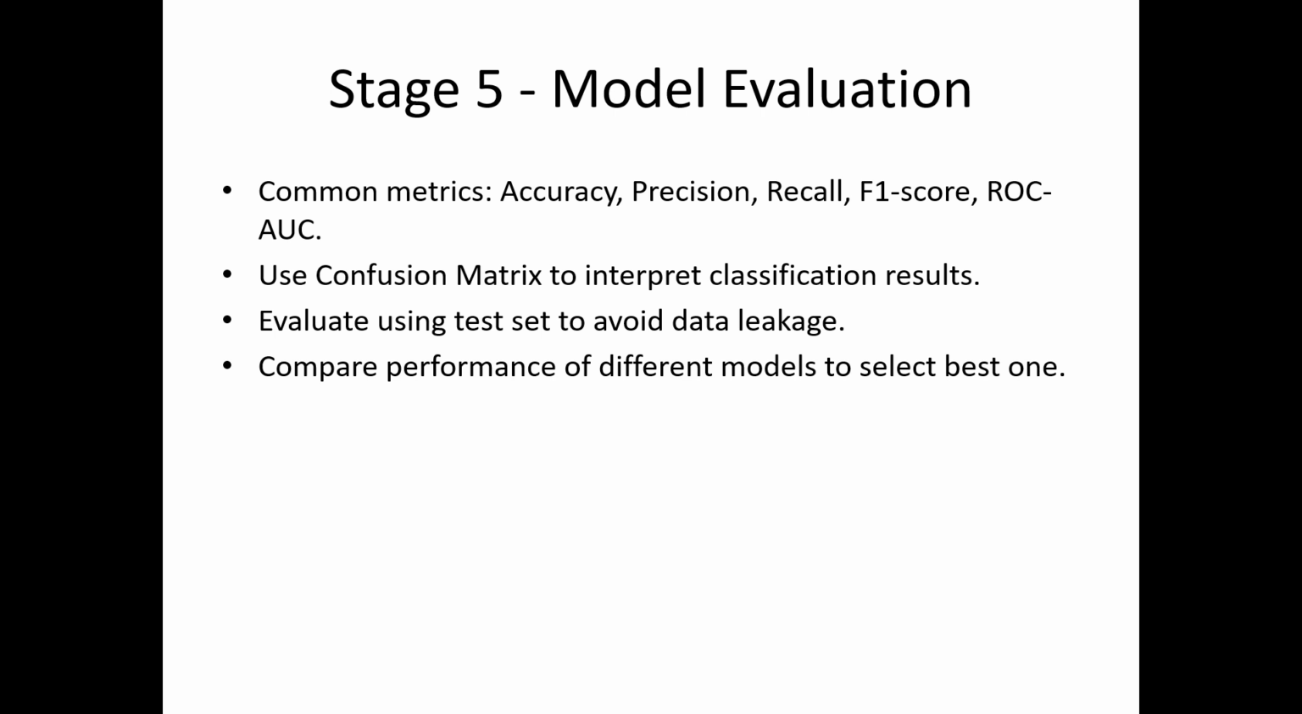Stage 5 refers to evaluating the model. There are common performance metrics available in machine learning, including accuracy, precision, recall, F1 score, and ROC or AUC. These all belong to a concept called the confusion matrix, which is used to interpret the classification result. It tells how much accuracy my ML model's result has. Like 80 percent accuracy refers to 80 percent success and 20 percent failure.